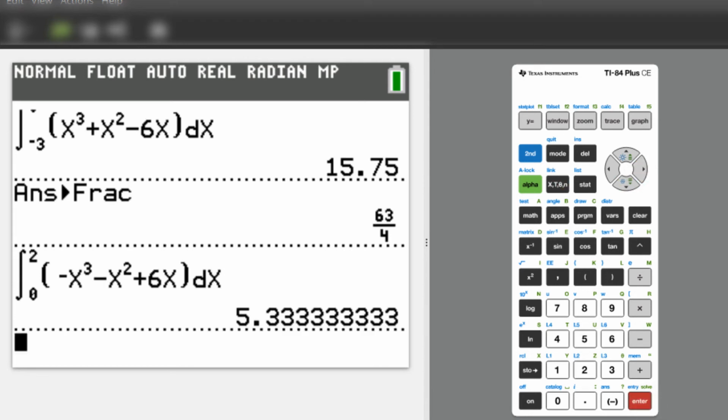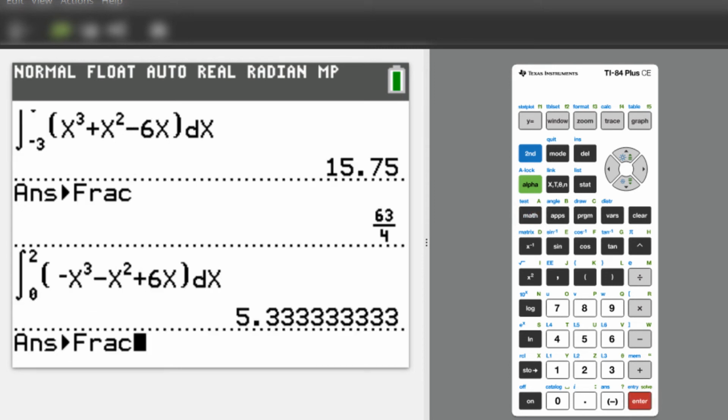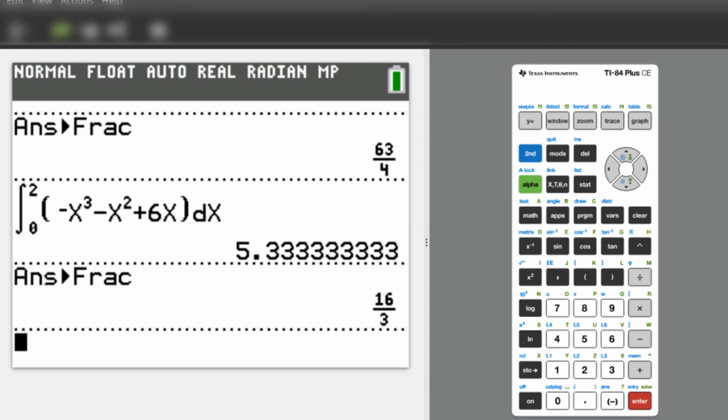5 point, a bunch of repeating 3's. Let's express that as a fraction. So we'll do math, frac, enter. And so now you have 63/4 and 16/3. Let's add those two together.